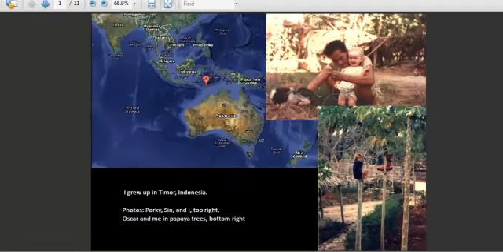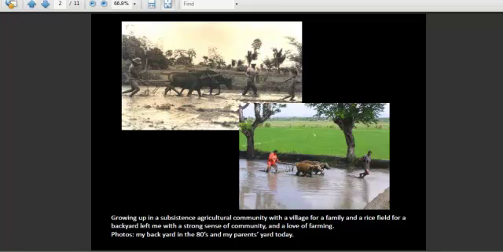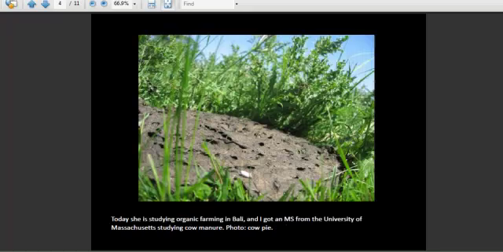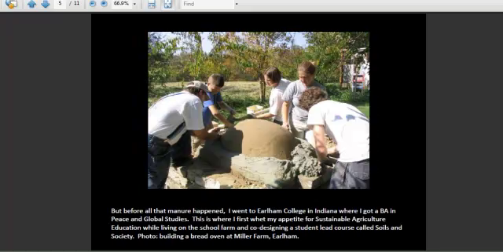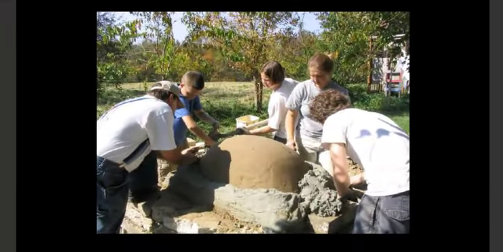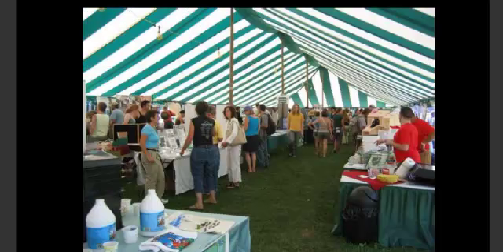Katie, your instructor. Grew up in Indonesia, lived in a subsistence agriculture community where farmers grew rice and corn, peanuts, that kind of thing. And that's really where my agricultural interests started. I attended a small college in Indiana where I designed a course on sustainable agriculture and co-taught it as a student-led course, and that was when I started working in agricultural education while living on the school farm. And here's our bread oven we built during that time.